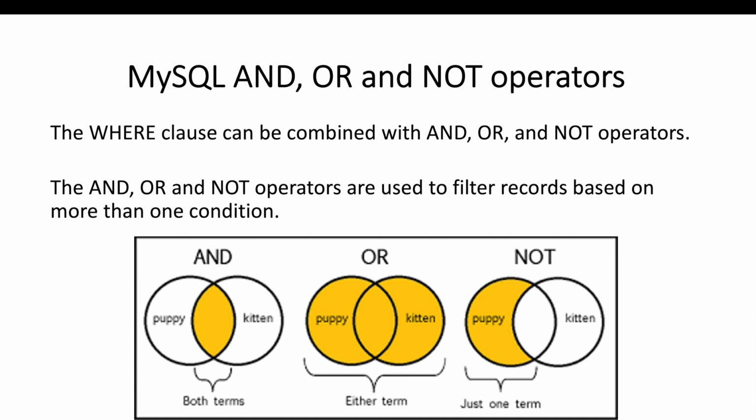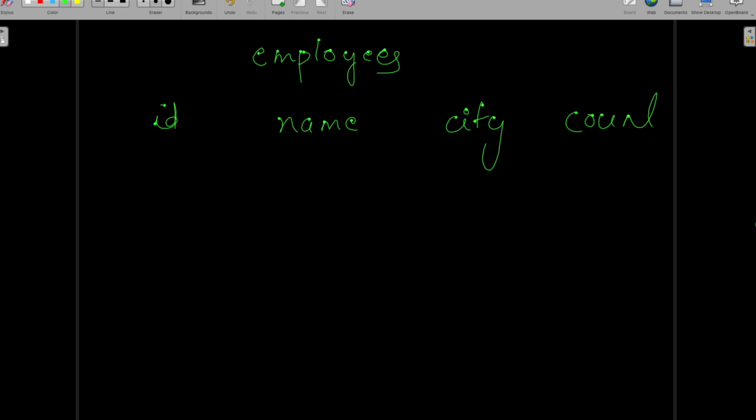So let's understand the operators one by one and then we'll try to execute the queries. Let's say we have a table called employees which has some fields like ID, name, city, country. And first we'll understand what the AND operator is. The AND operator is used when all the conditions are true. So how is it written?